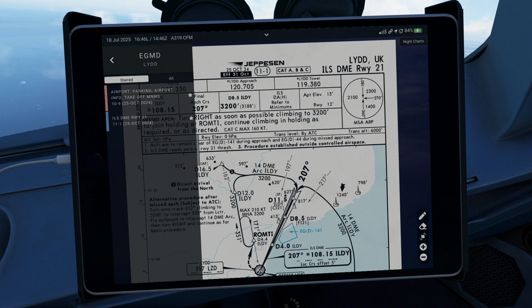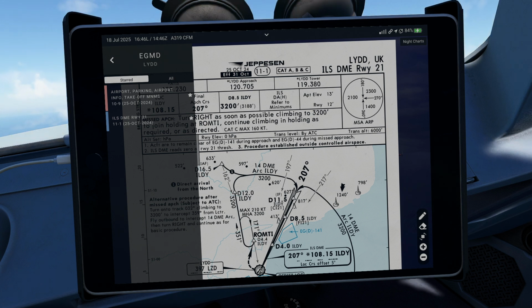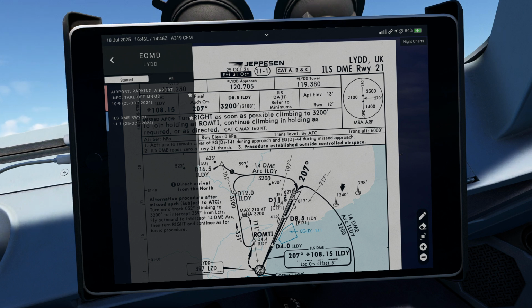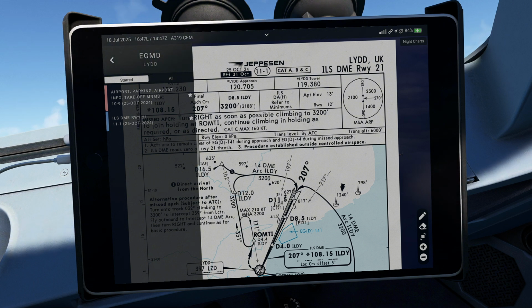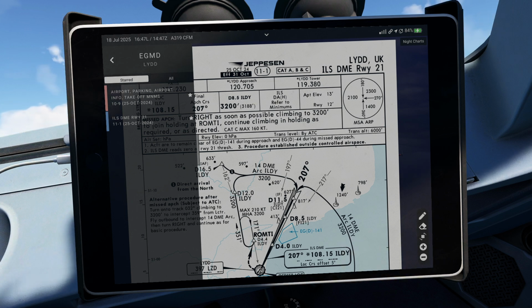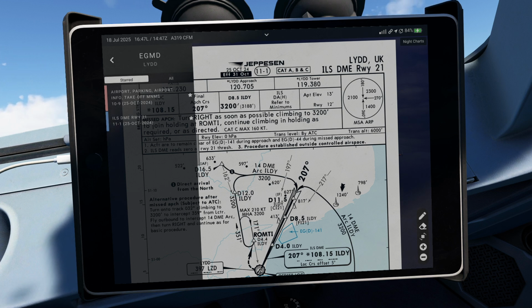But how is this possible, given the difference from the definition which I talked about already? At EGMD, Lydd Airport, the localizer for runway 21 is indeed offset by about 5 degrees, but the approach is still categorized as an ILS, which by ICAO and FAA definition is a precision approach. It seems to contradict the general rule. Let's break this down.